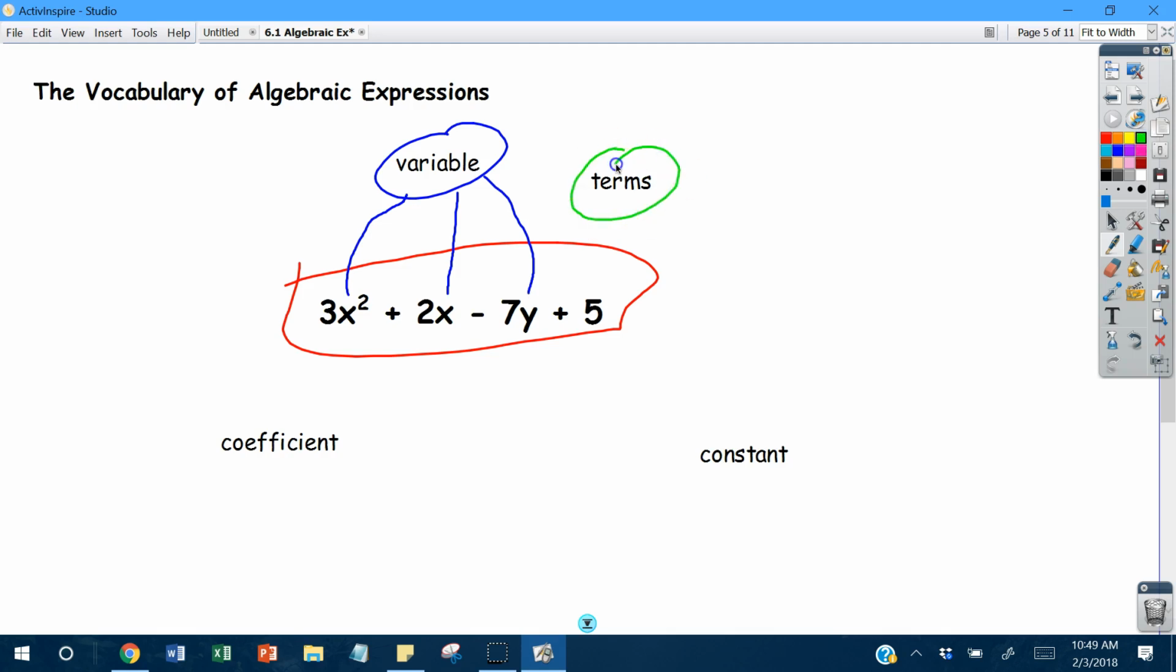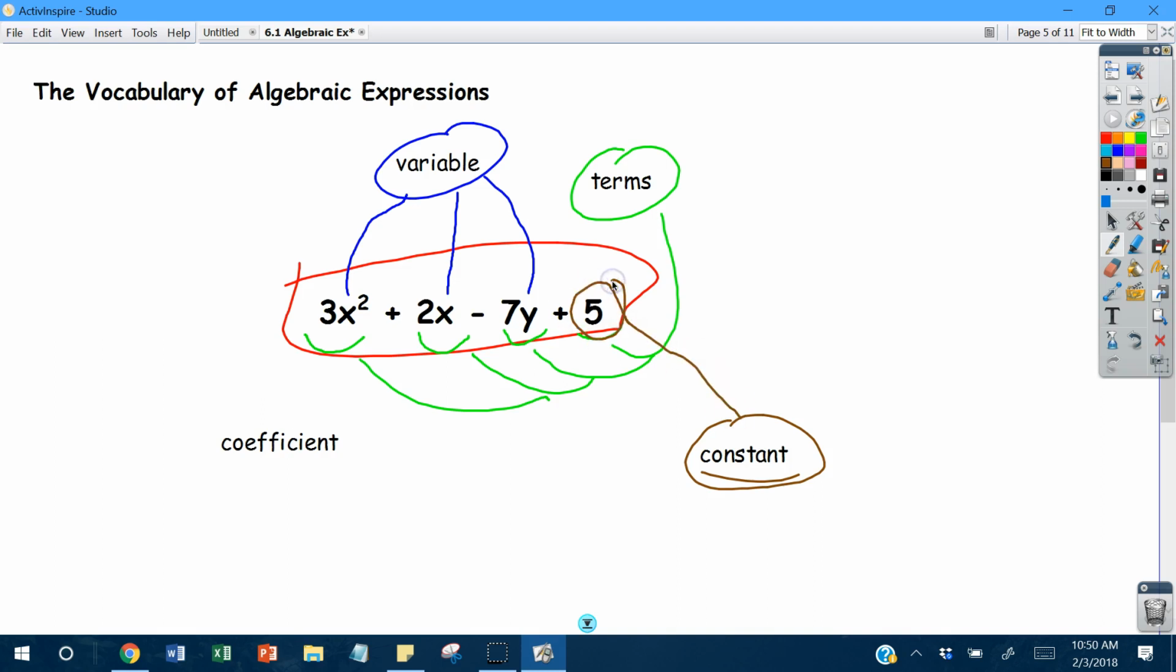The terms refer to each one of these whole pieces that you're adding or subtracting. So that's a term, that's a term, that's a term, and that's a term. The 3x squared is a whole term. The 2x is a whole term. The constant refers to the term that doesn't have a variable, which in this case is this 5 right here. Everything else has a variable attached to it. The constant is the one term that doesn't have a variable.